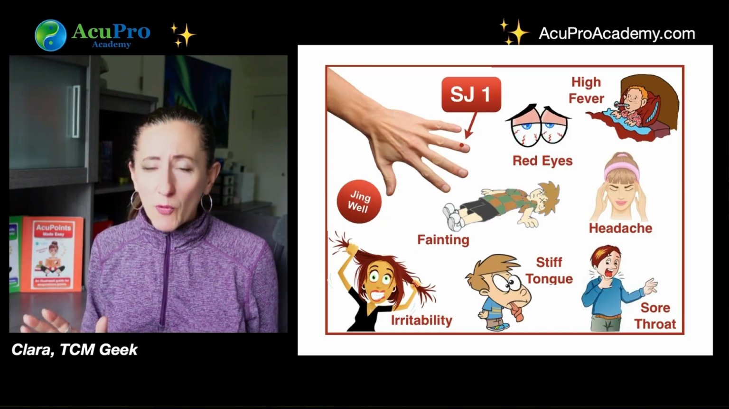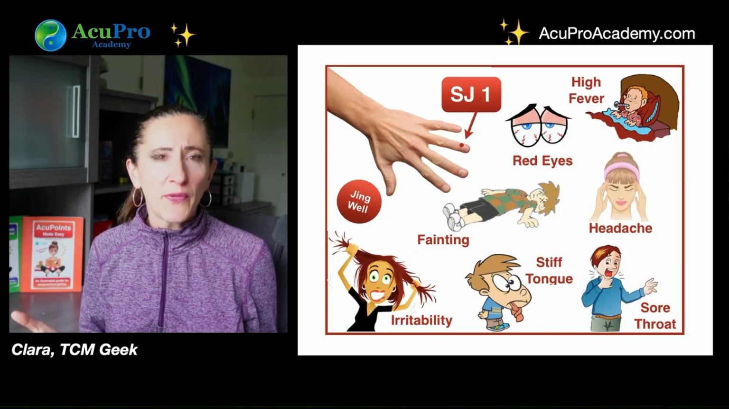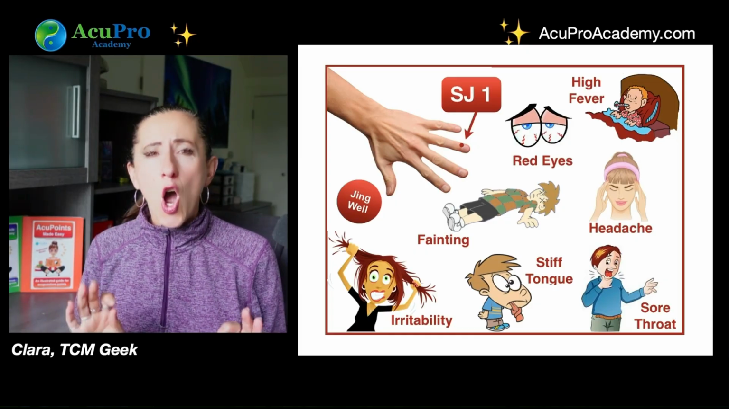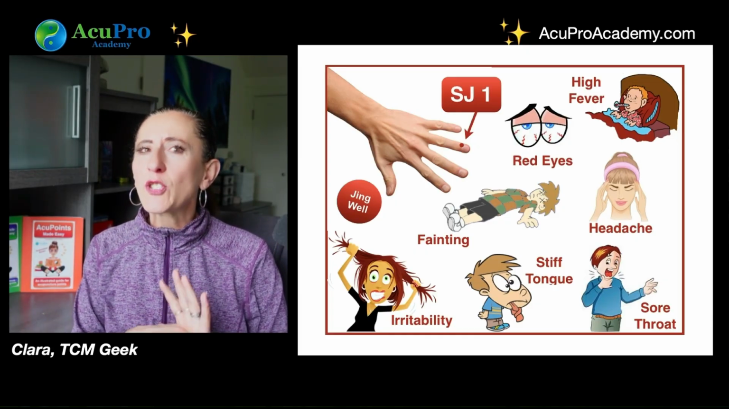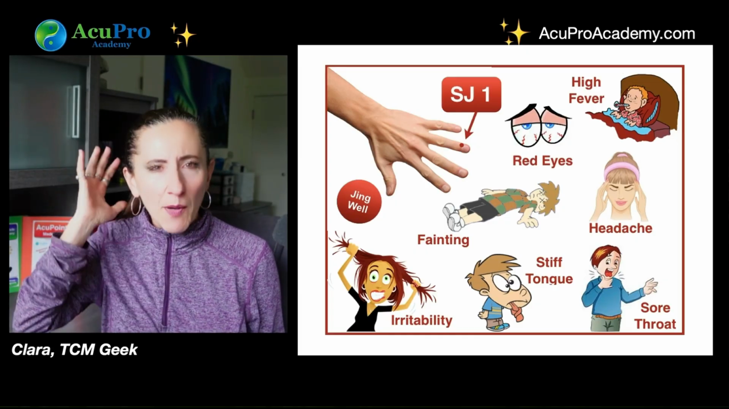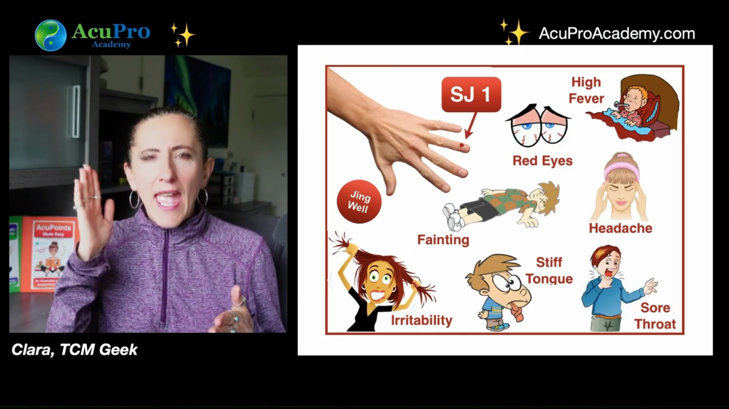San Jiao 1 expels external pathogen for sore throat, red eyes, or fever. It is a Jing-well point, so most Jing-well points are used for fever, but also for fainting. Also, San Jiao 1 is great to clear heat, specifically for temporal headaches, stiff tongue, and irritability.